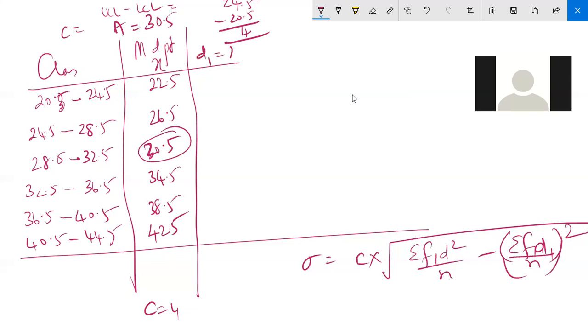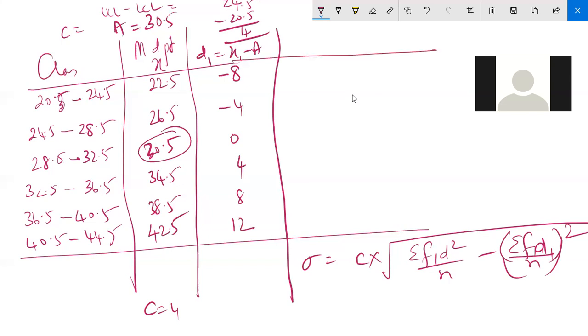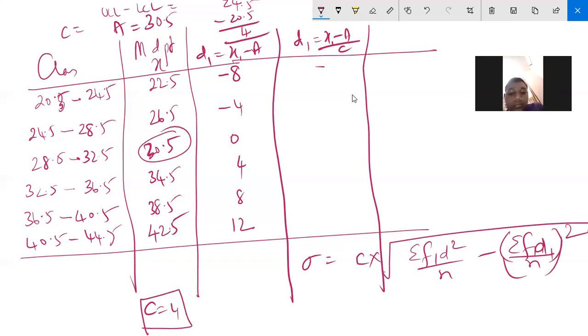Then deviation will be x of i minus a. Then what you will do? 22.5 minus 30.5, minus 8, minus 4, 0, 4, and then 8, again 12. Like that you will get d of i. Then d of i is equal to x of i minus a by c. C is here 4. Minus 8 by 4 is equal to minus 2, minus 1, 0, 1, 2, 3. Very simple d of i.